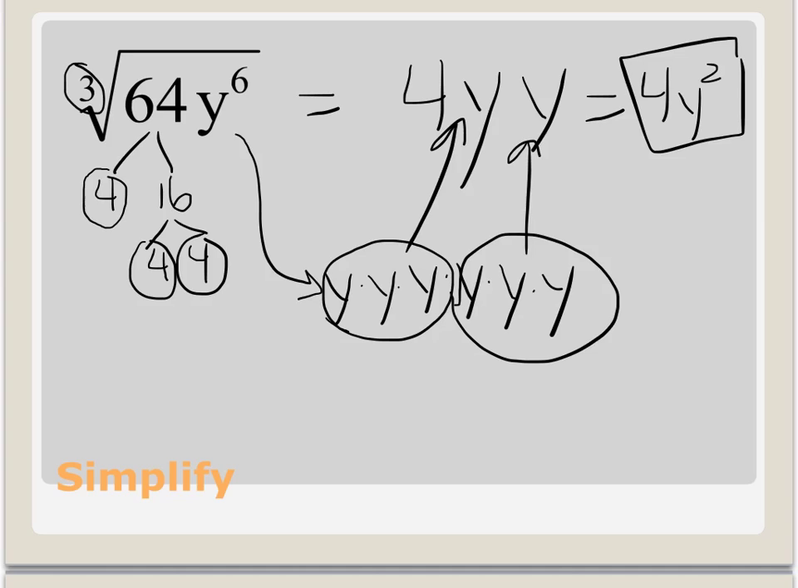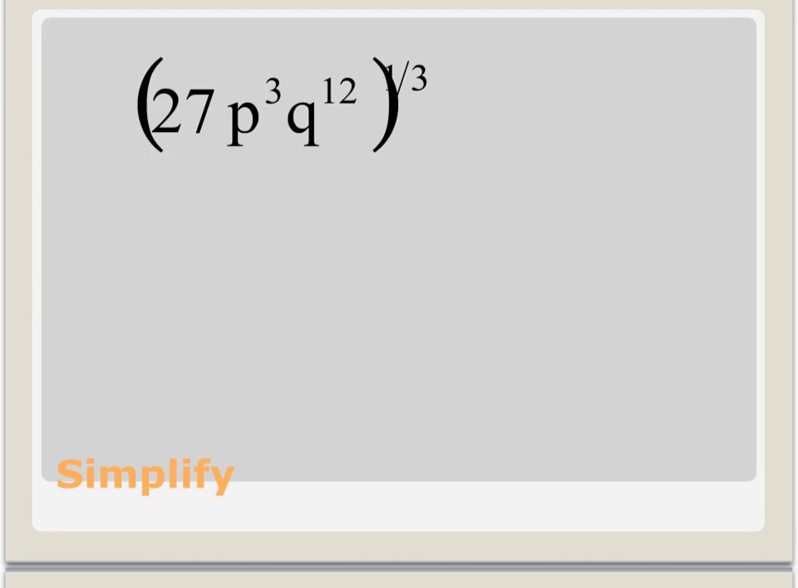So now we're going to simplify these radicals with not just numbers, but also with variables. So why don't you pause the video and try this one yourself.